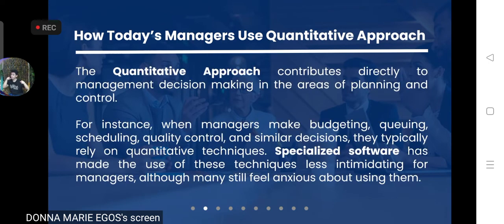The quantitative approach contributes directly to management decision making in the areas of planning and control. For instance, when managers make budgeting, queuing, scheduling, quality control, and similar decisions, they typically rely on quantitative techniques. Specialized software has made the use of these techniques less intimidating for managers, although many still feel anxious about using them.